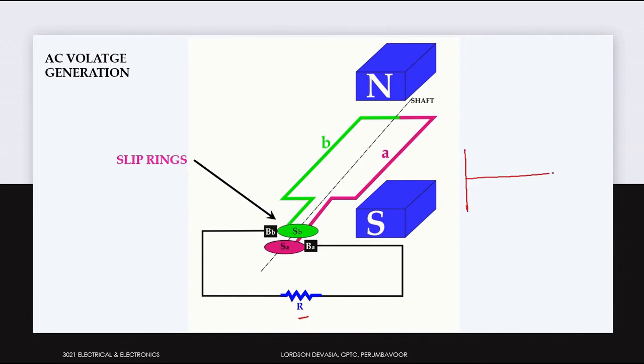So as the conductor rotates, an EMF is induced in that conductor, and the waveform will be a sinusoidal one.